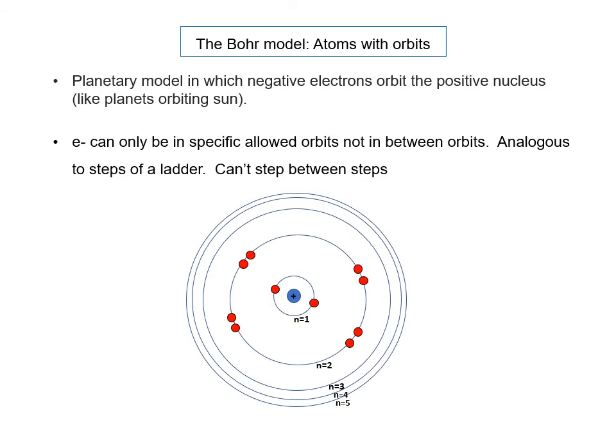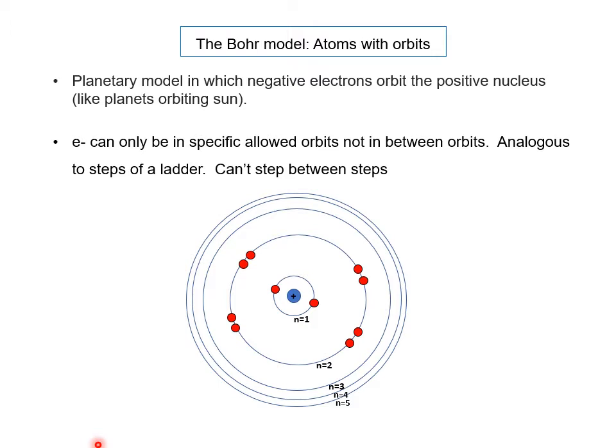Hi everyone, in this lecture we're going to talk about the Bohr and the quantum mechanical models. So we're first going to begin with the Bohr model. In the Bohr model, they represent the atoms with orbits. So the Bohr model is similar to the planetary model where the planets orbit the sun, but in the Bohr model, the negative electrons orbit the positive nucleus.